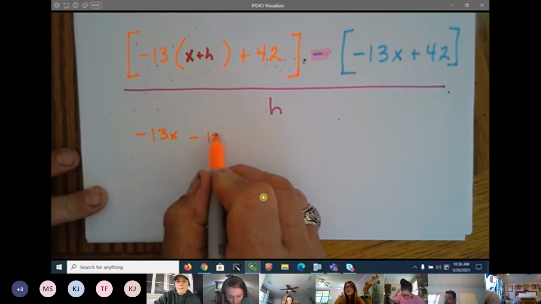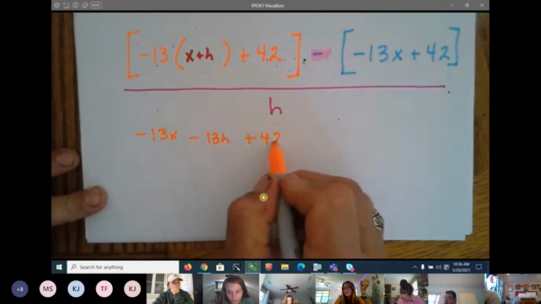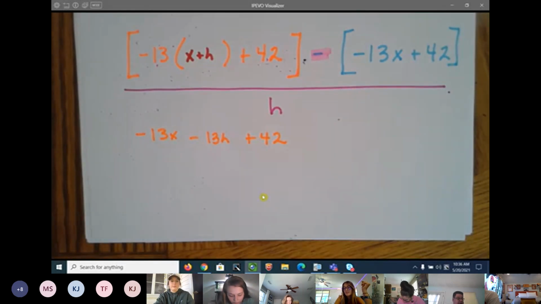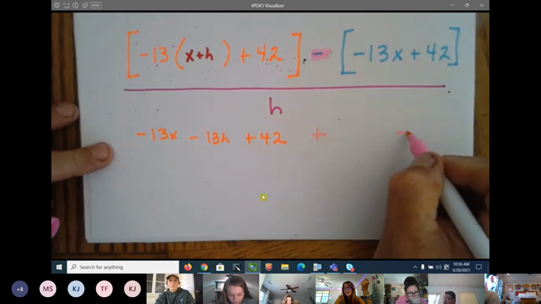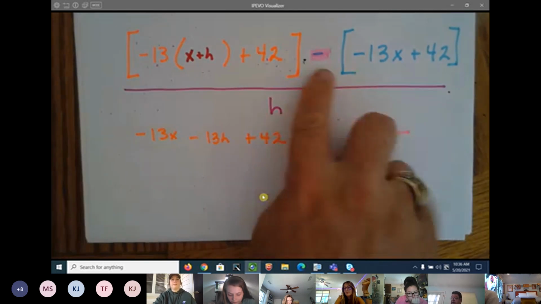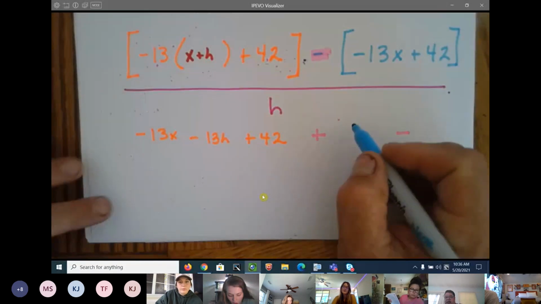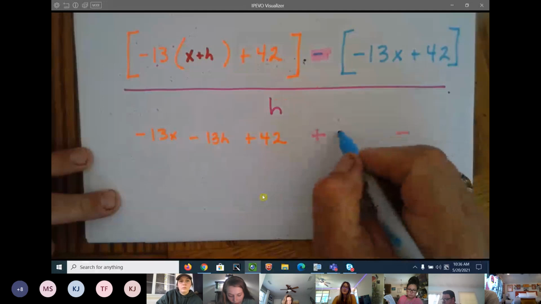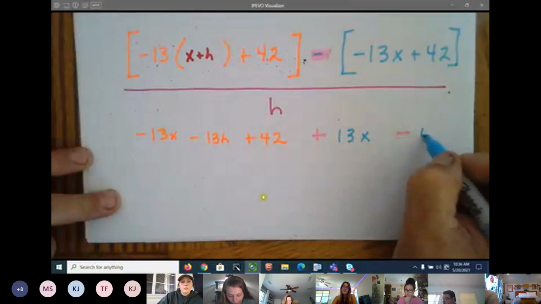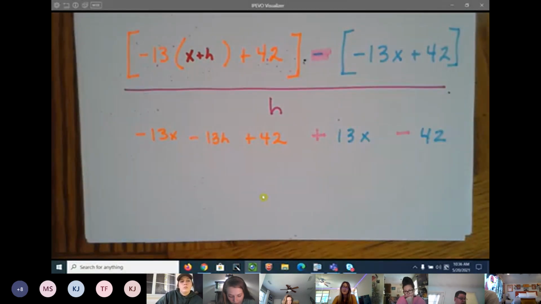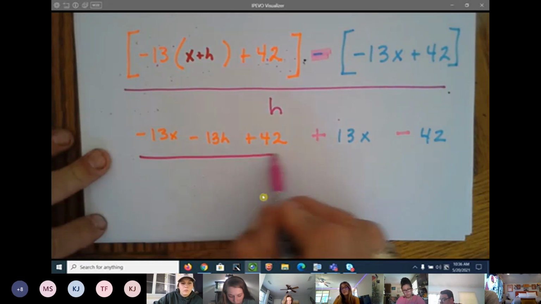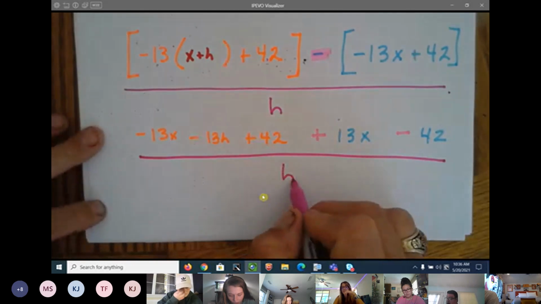All right, so negative 13x minus 13h plus 42. Watch this now. I'm going to take a pink marker and put a positive here and a negative here, because that negative changes these two signs. I go through so much for y'all. Changing all these colors is really tiring. I guarantee you somebody's out there complaining about it. I wish he'd just write in black. There you go.